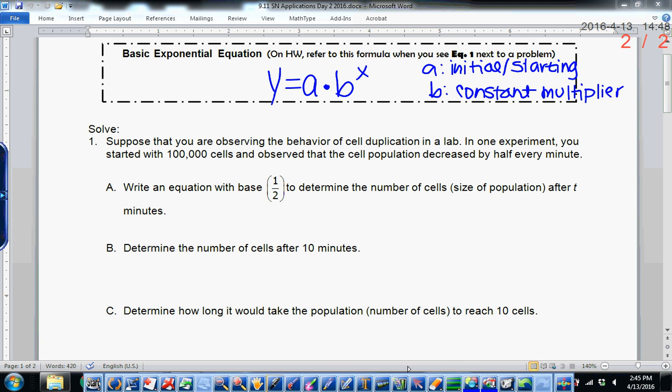Okay, your key words for this formula are going to be the words doubles, triples, halves, anything like that that's telling you that something is happening at a consistent pattern.